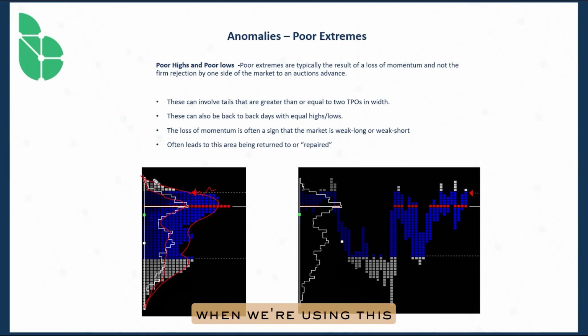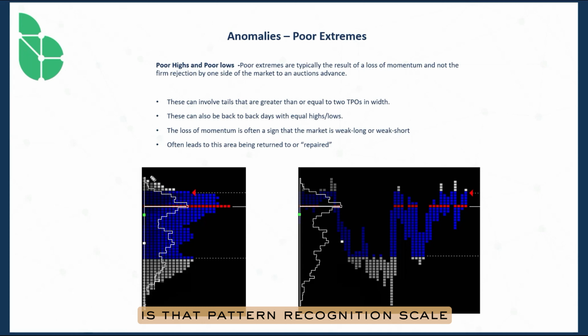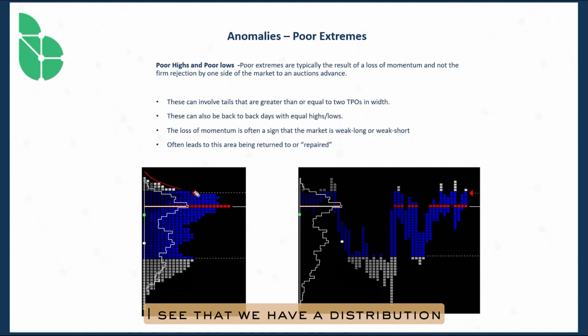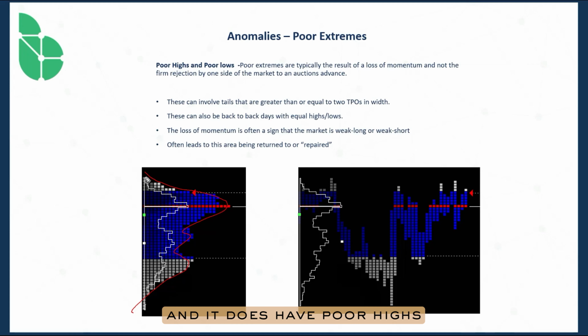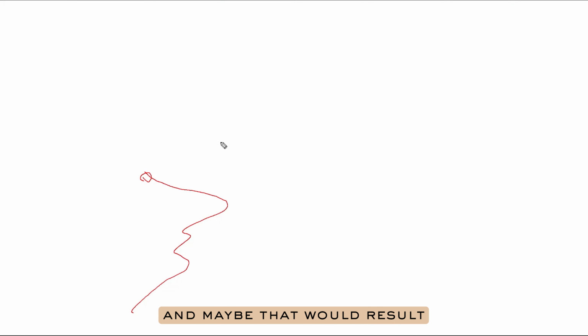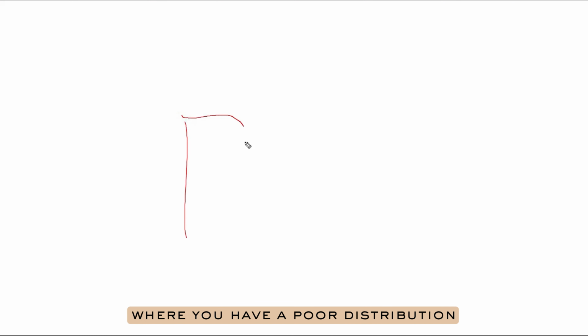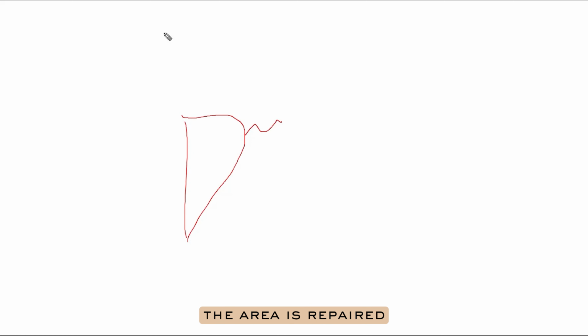When we're using this, this is what allows us to really compress all this information down and see this very quickly. So what you begin to use is that pattern recognition skill where you say, okay, I see that we have a distribution over the last 5 days. It's not imbalanced whatsoever, and it does have poor highs that are likely going to be visited. In this case, you'd be looking to play a breakout trade, and potentially you would get that area repaired, and maybe that would result in something like this where you have a poor distribution, the area is repaired, and we just visit the next target before being firmly rejected.